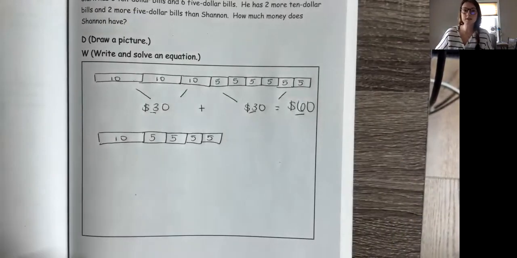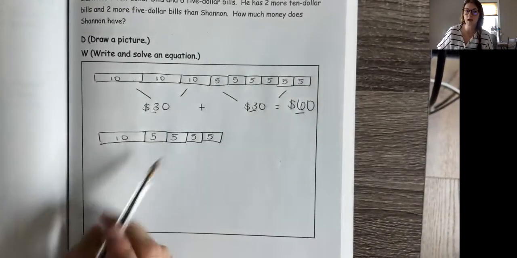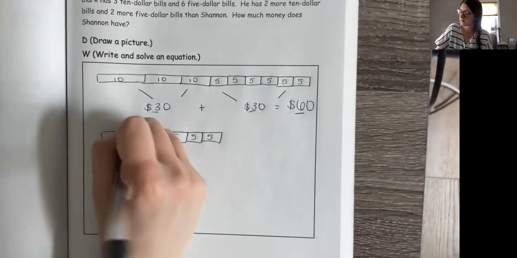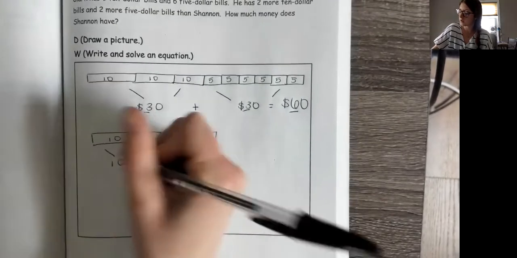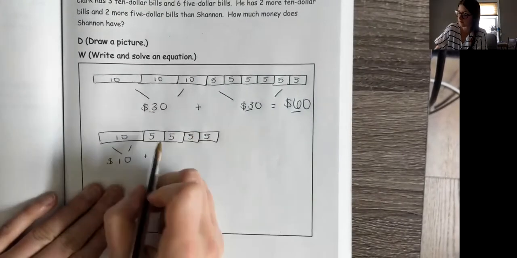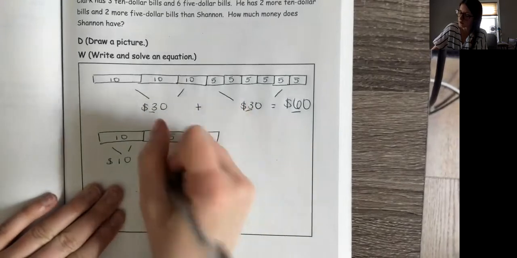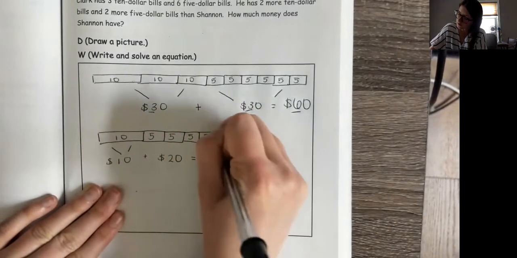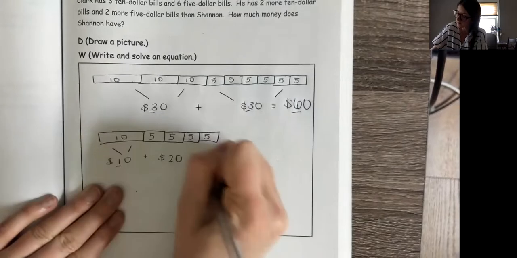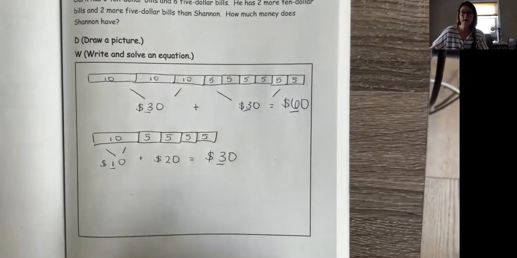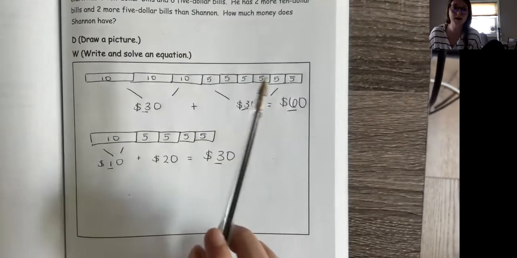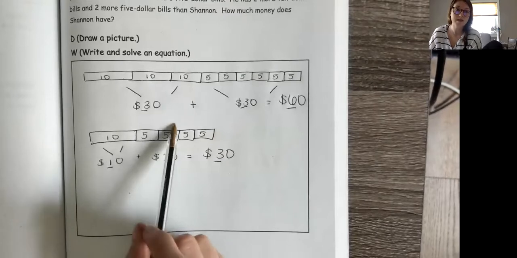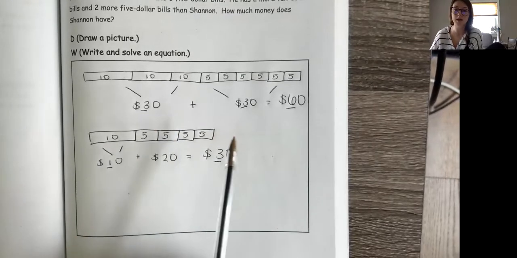Okay, so this is going to help me figure out how much money Shannon has. So that means 10 plus 5, 10, 15, 20, and that equals $30. So I can figure this out by thinking about how much Clark has and how much more he has than Shannon to help figure out how much Shannon has.